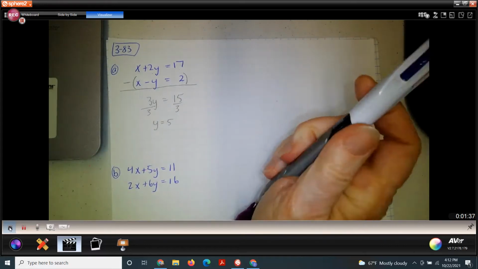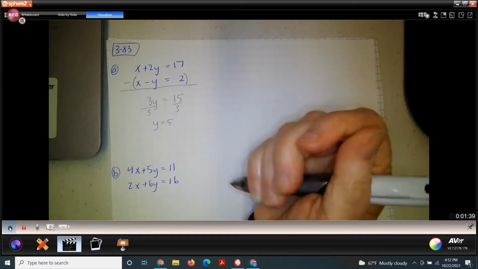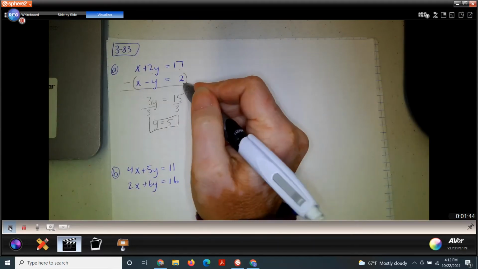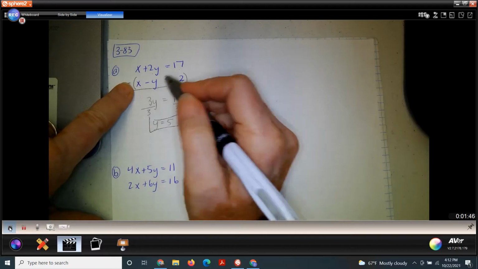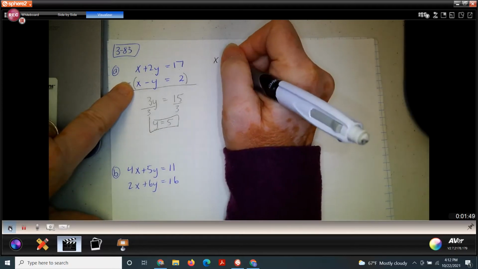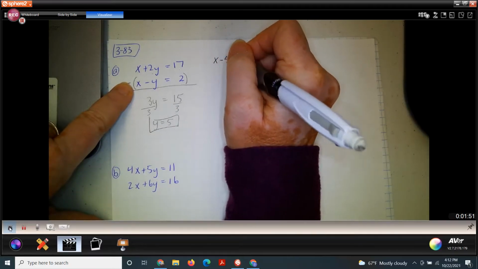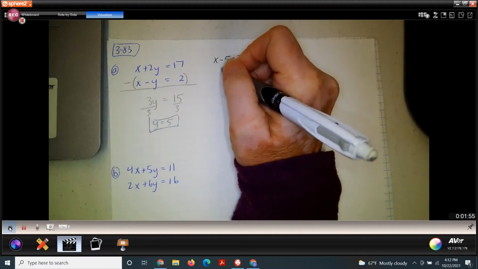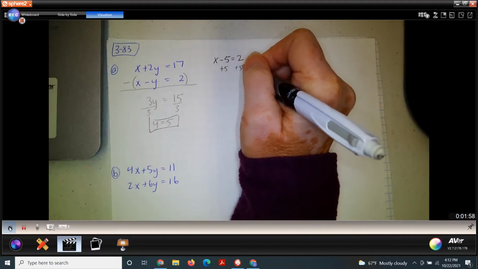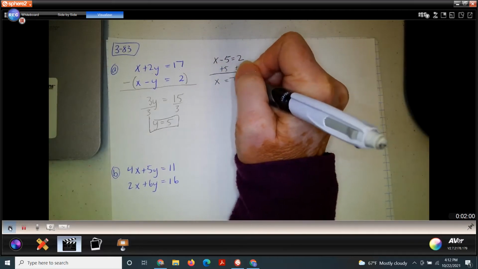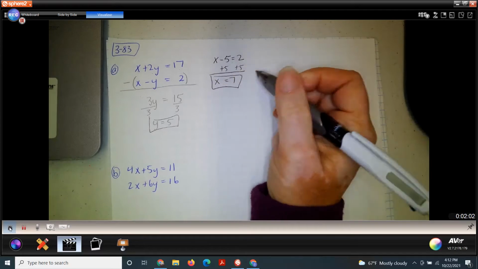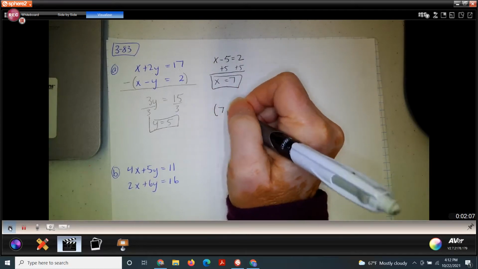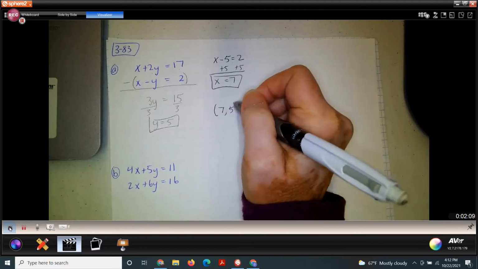And so now that I know that, let's use a different color. Now that I know that y is 5, I can plug it in somewhere. So I'll just use this original equation. I know that x minus y equals 2, but y is 5, so I plugged it in. So then I can just add 5 to both sides. And then I get x is 7. And so that means that these are 2 lines and they cross at (7, 5). That's the meaning of it.